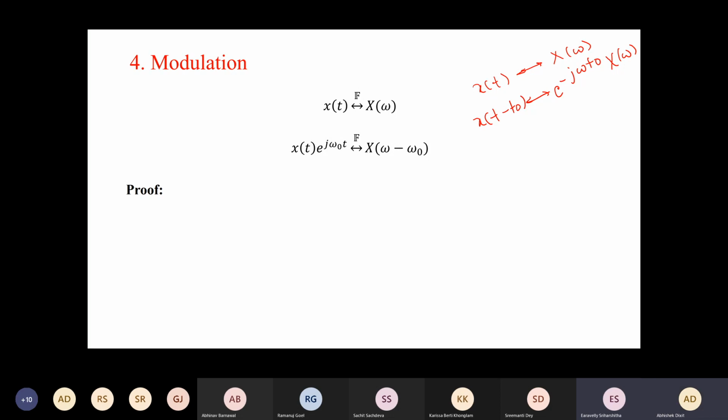Here we are doing a different thing. Earlier, X(omega) was multiplied by a phasor. We are not doing that here. Here we are taking x(t) and multiplying it with the phasor. So x(t) e to the power j omega naught t will have this as the Fourier transform.